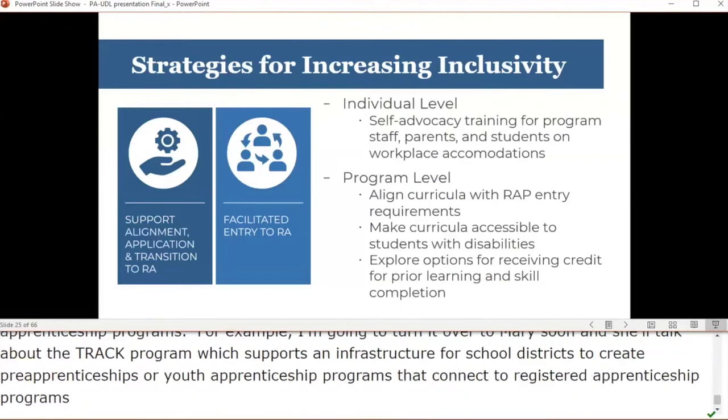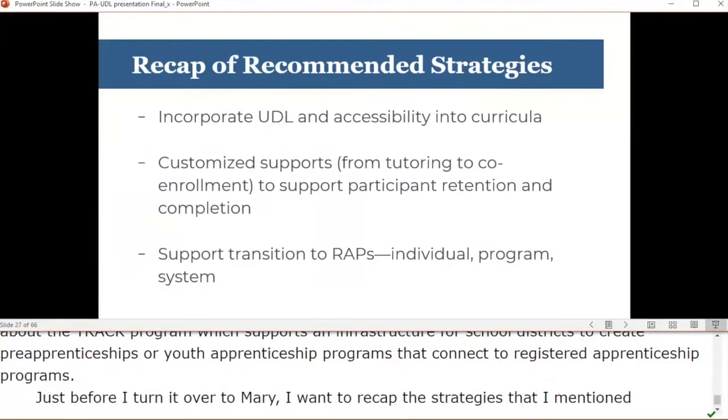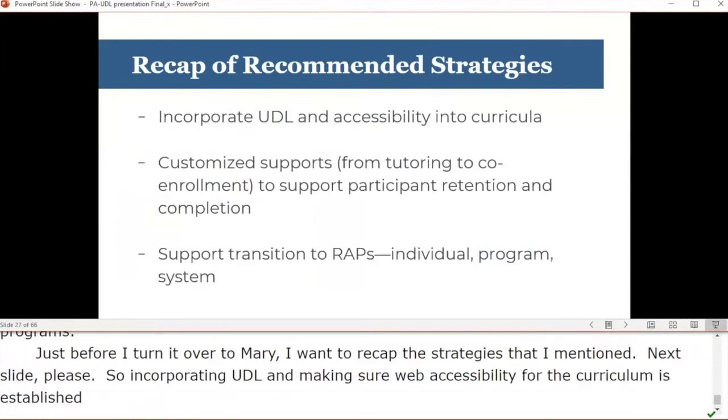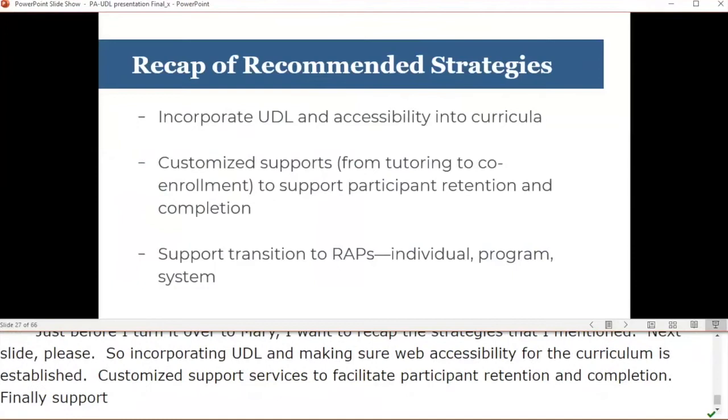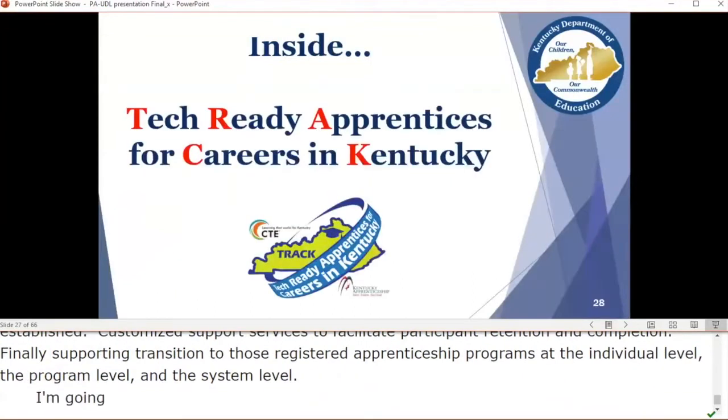And just before I turn it over to Mary, I want to briefly recap the strategies that I mentioned. Next slide, please. Sorry. So incorporating UDL and making sure web accessibility for the curriculum is established. Customized support services to facilitate participant retention and completion. And finally, supporting the transition to those registered apprenticeship programs at the individual level, the program level and the system level. And I'm going to turn it over to Mary now to talk about the TRACK program.